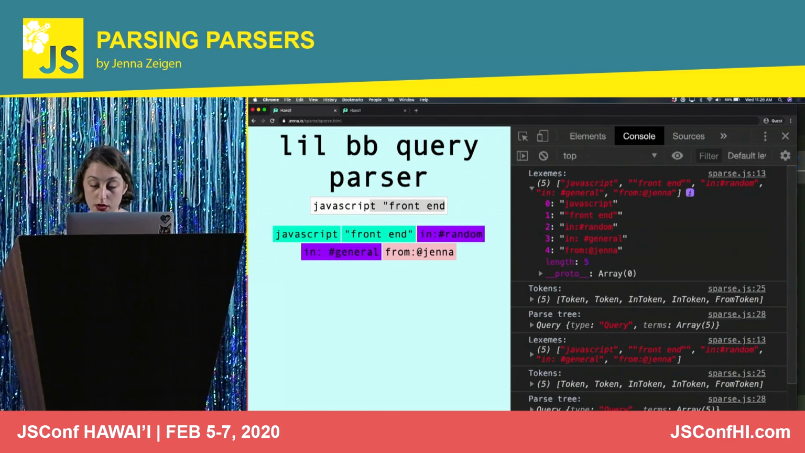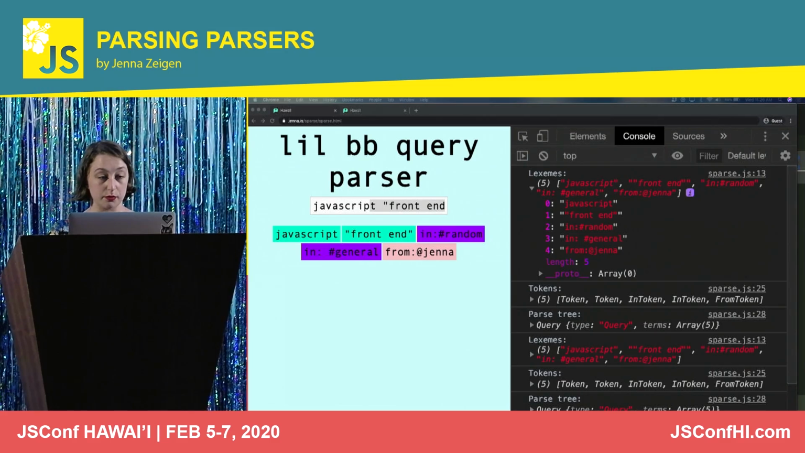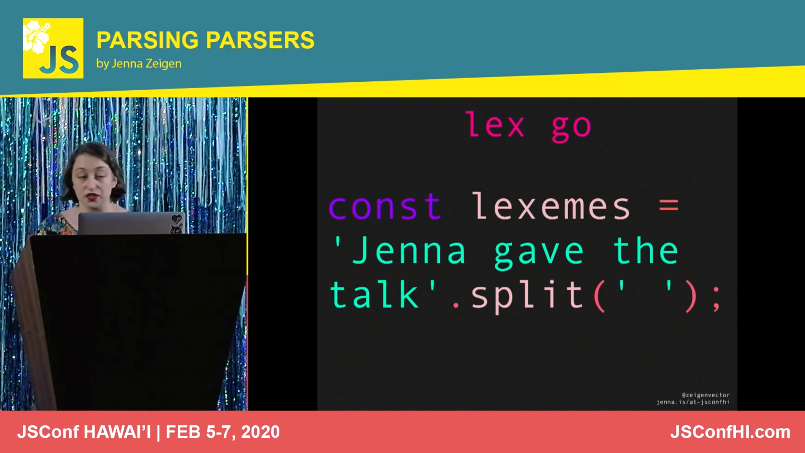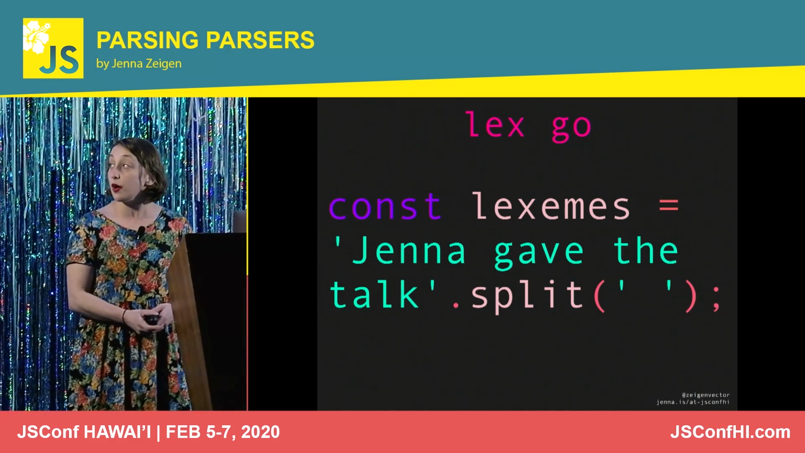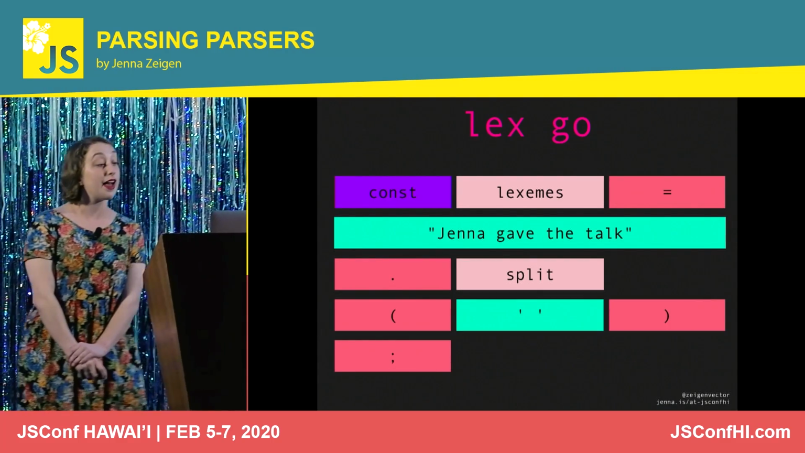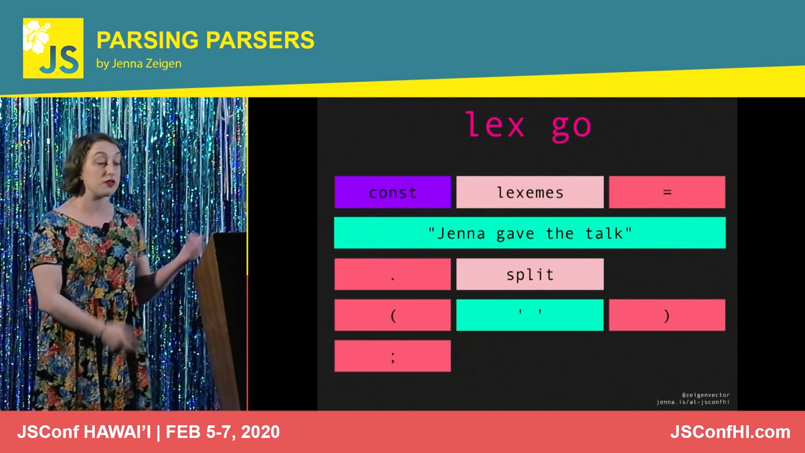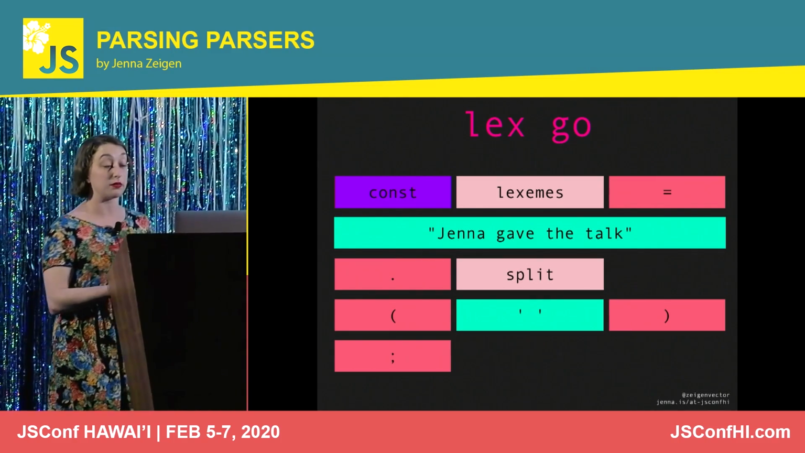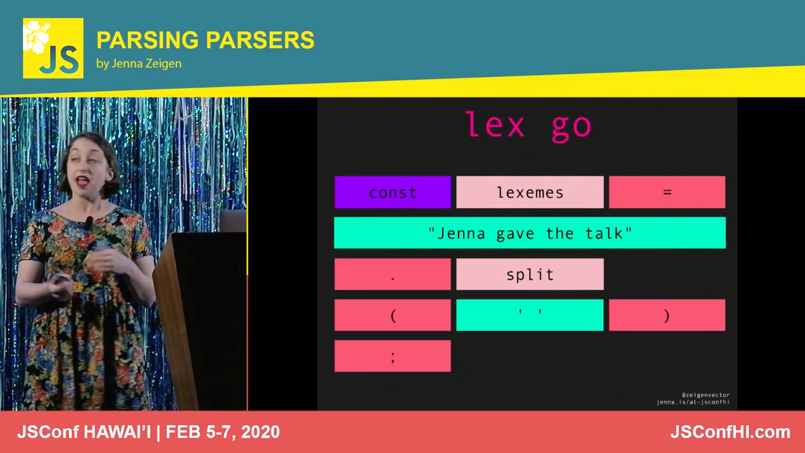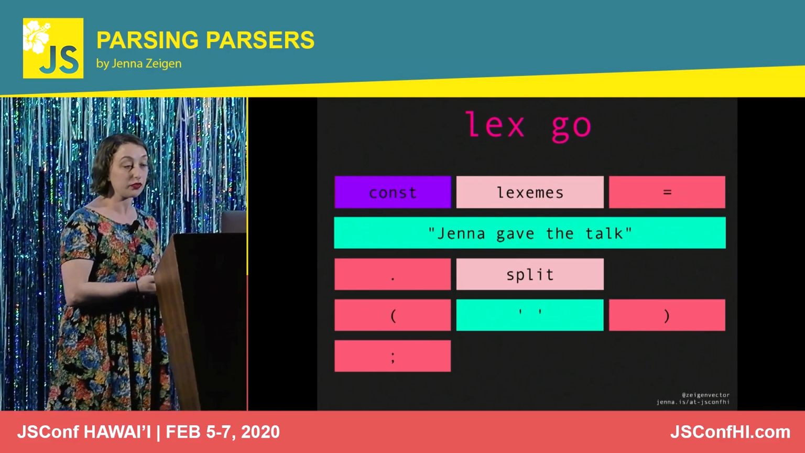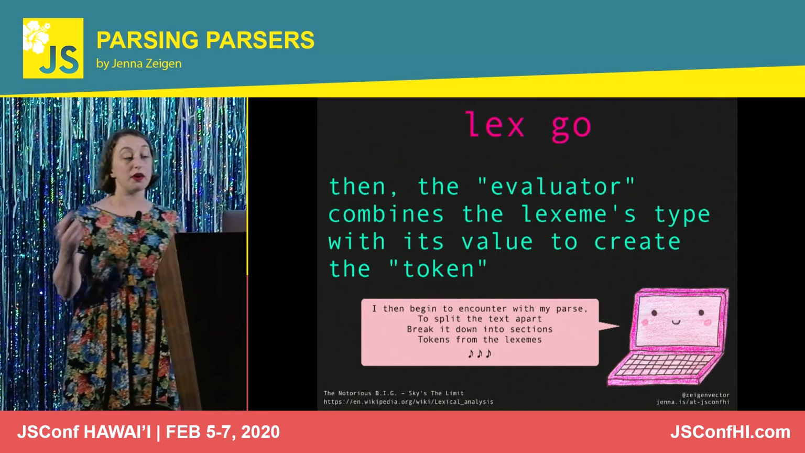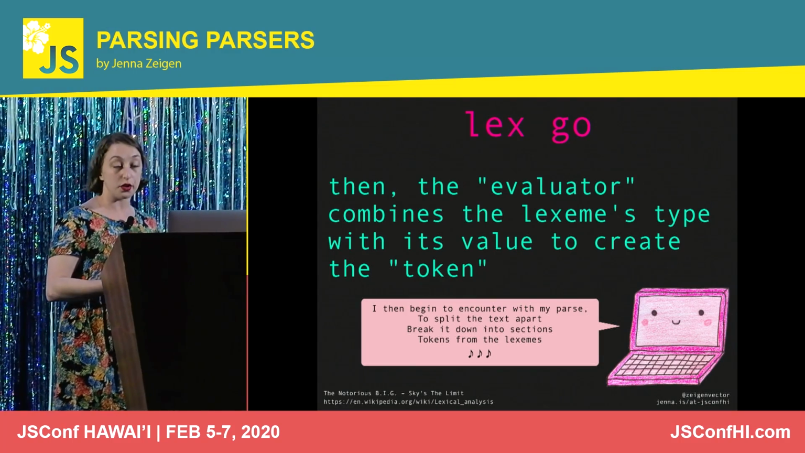Cool. So let's also take a look at what JavaScript is doing, because that's also interesting. JavaScript is going to take this little snippet of code and turn it into something that looks like this. Not very different, but you can see it's going to break it down into its lexemes, which include just const, the variable name lexeme, that equal sign, which is punctuation. The next step is the evaluator is going to combine the lexeme's type with its value to create a token.